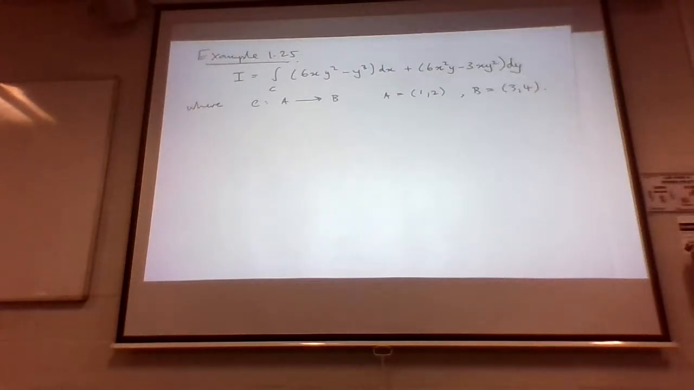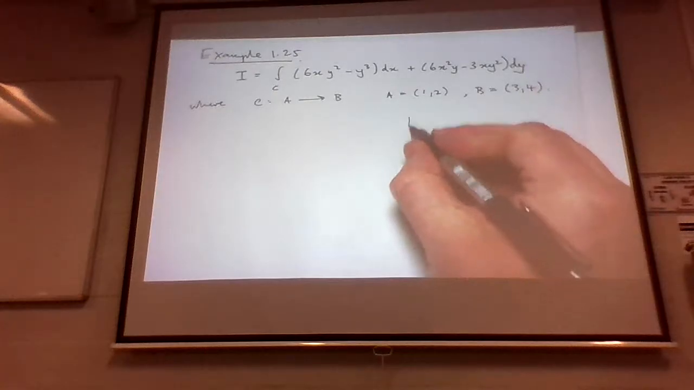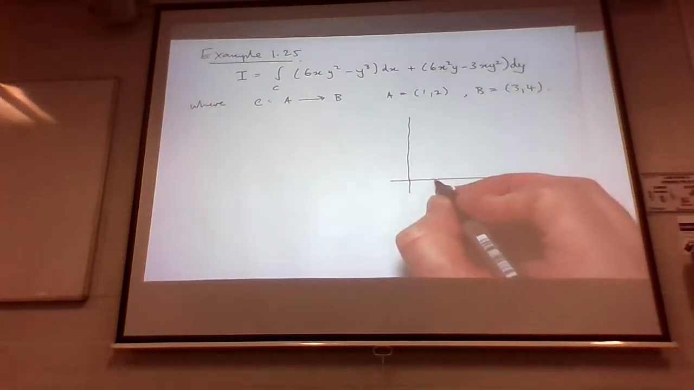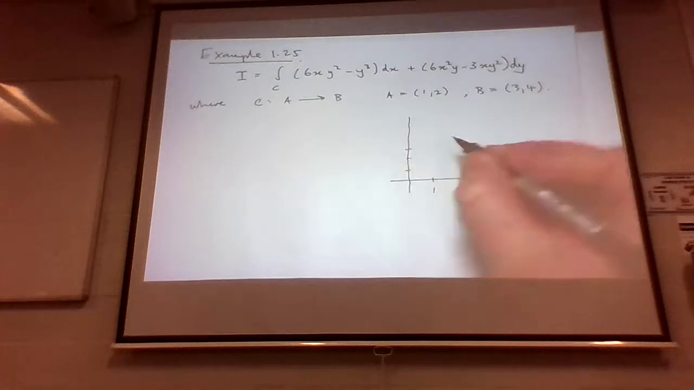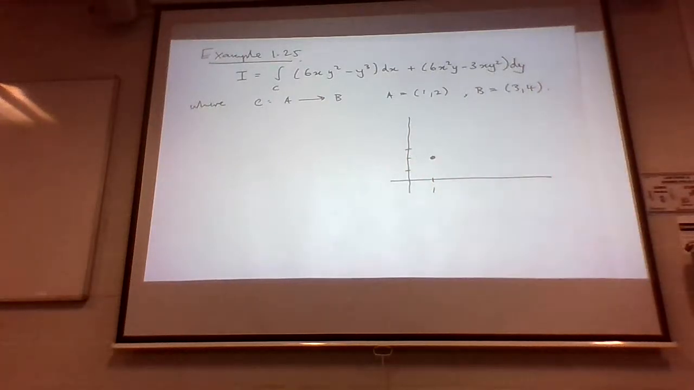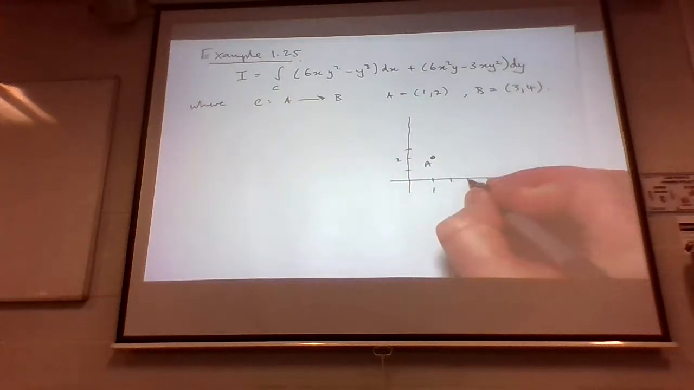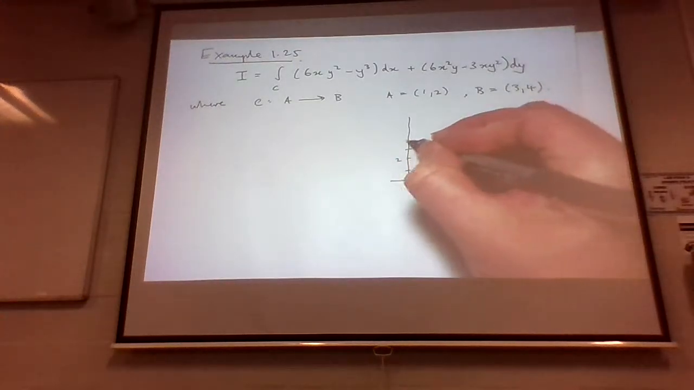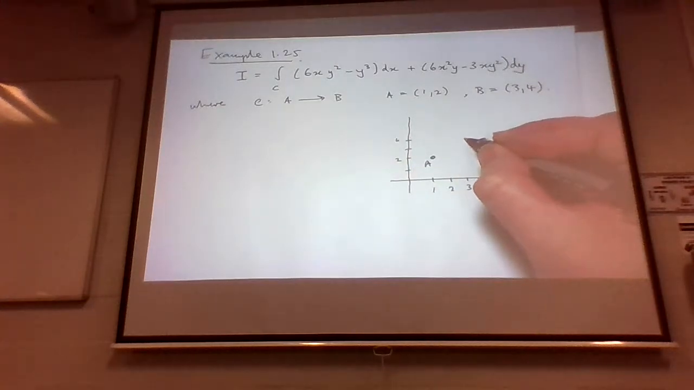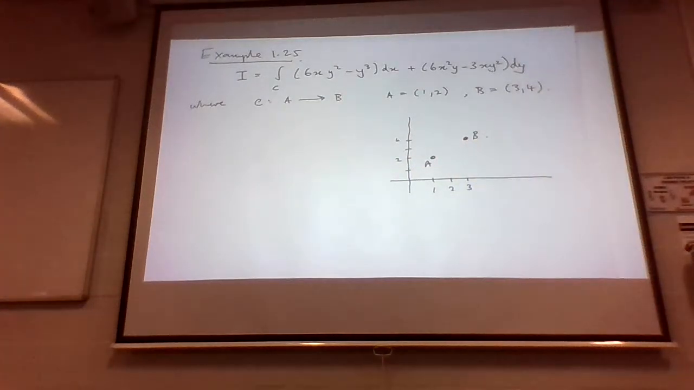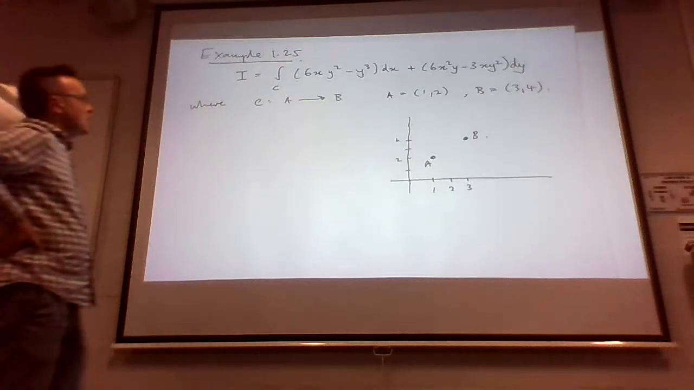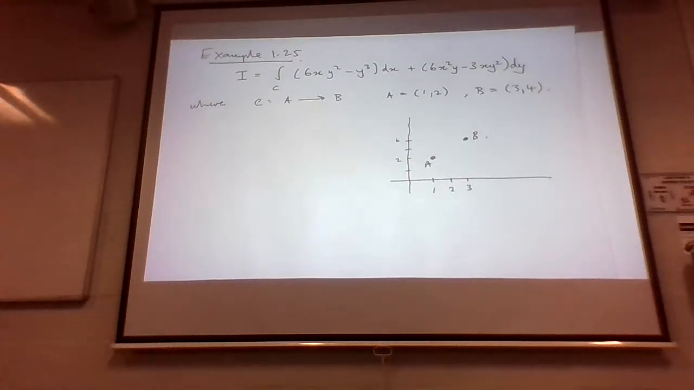Okay, so we might draw a picture of this to indicate the position of the 2 points. There's the point A at 1, 2, and B is at 3, 3, 4. B is up here. So we're asked to carry out this integral, and we're told C is some curve along a path.